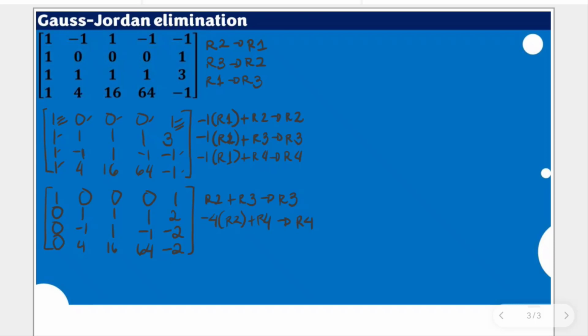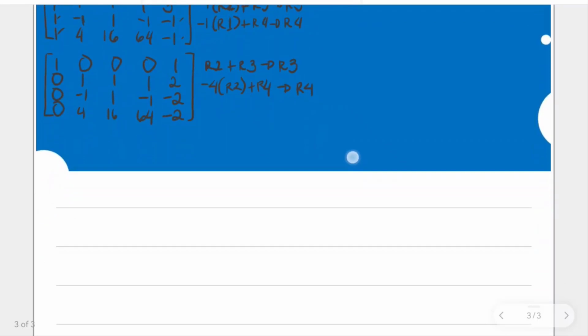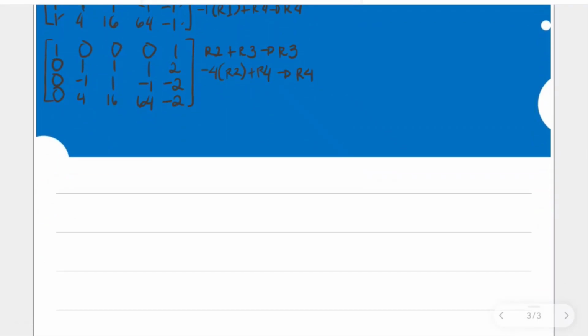I would like to place the entries here, but since it will still add more spaces, let us use the spaces below. Okay, so we'll have this next version here. So it's still 1, 0, 0, 0, 1. So the second row is still 0, 1, 1, 1, 2.